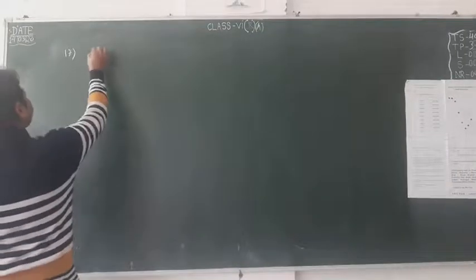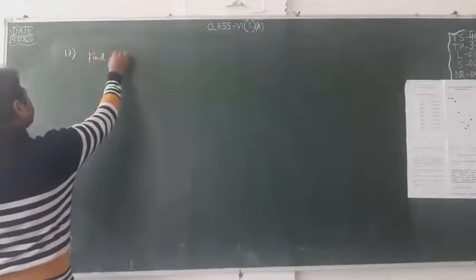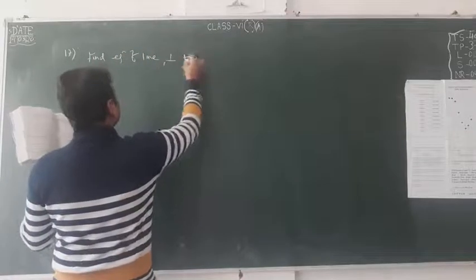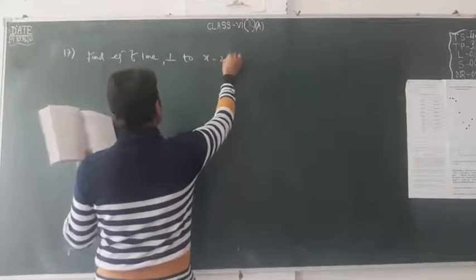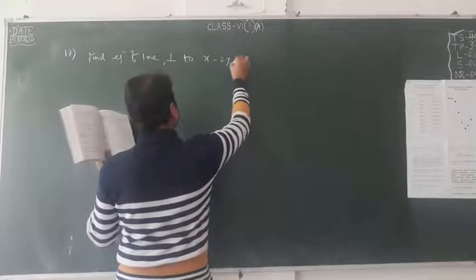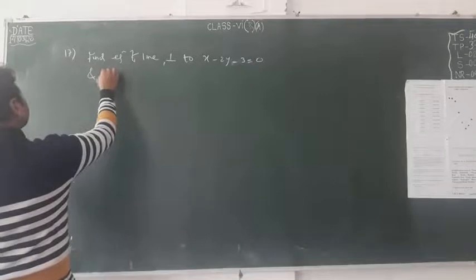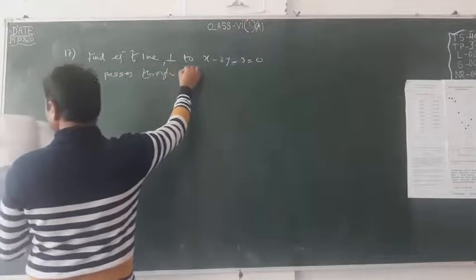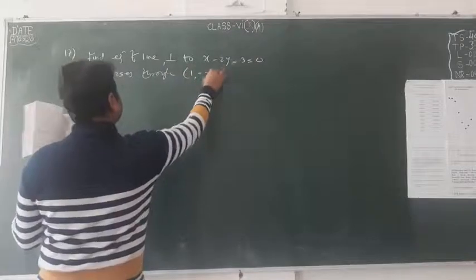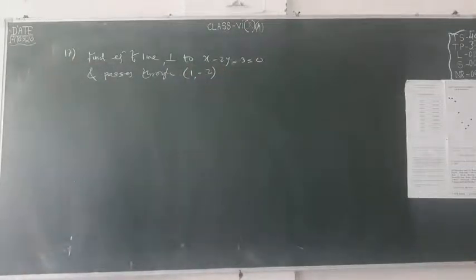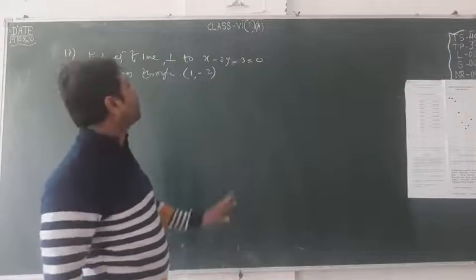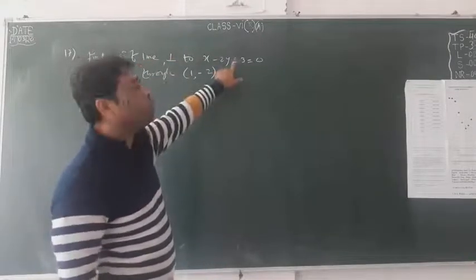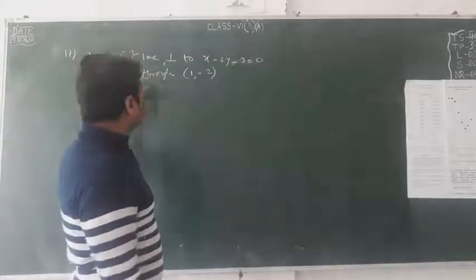The question says: find the equation of the line perpendicular to x minus 2y minus 3 and passes through 1 and minus 2. This is a simple but elegant question. Look at it. What is the meaning of the question? Find the equation of the line which is perpendicular to this line and which is passing through this point.